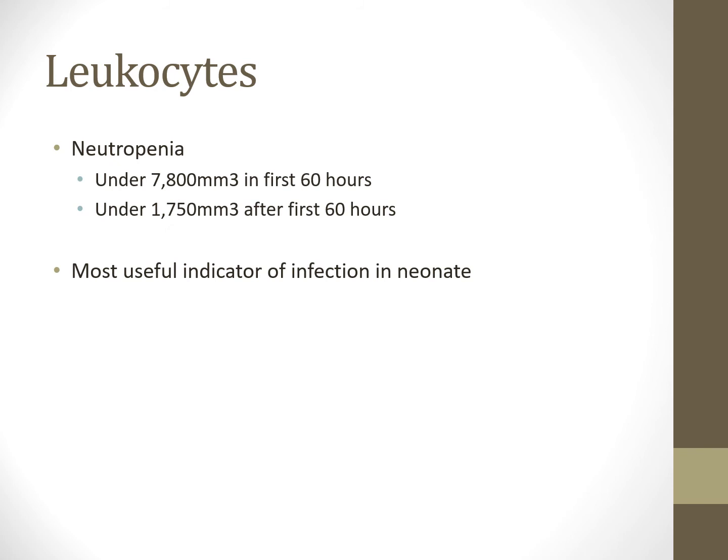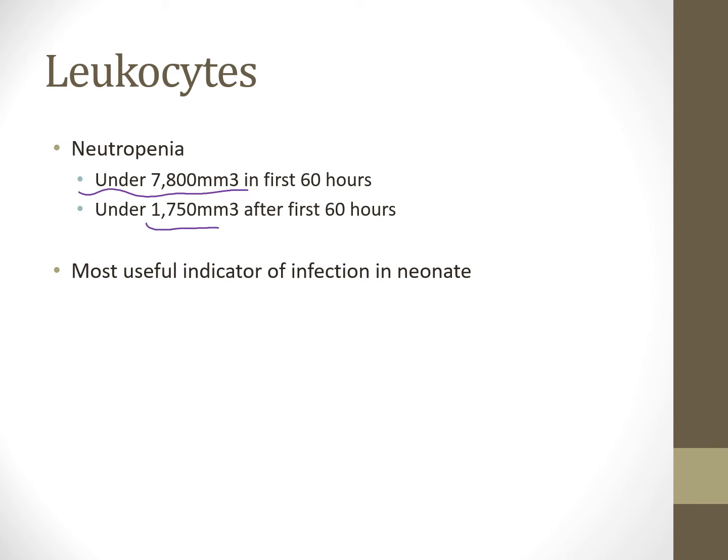Neutropenia. All right, neutropenia means what? A low white blood cell, right? Neutropenia is low white blood cell. So within the first 60 hours of life, if it's under 7,800, then obviously that's neutropenia. After the first 60 hours, then if it's under 1,750, right, even lower.